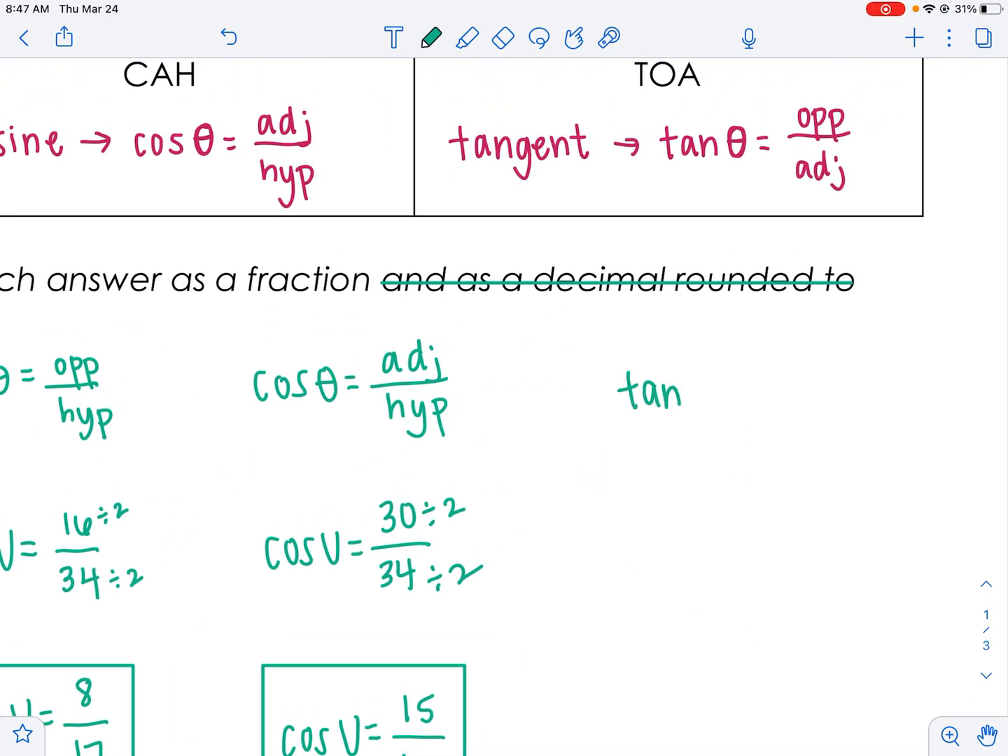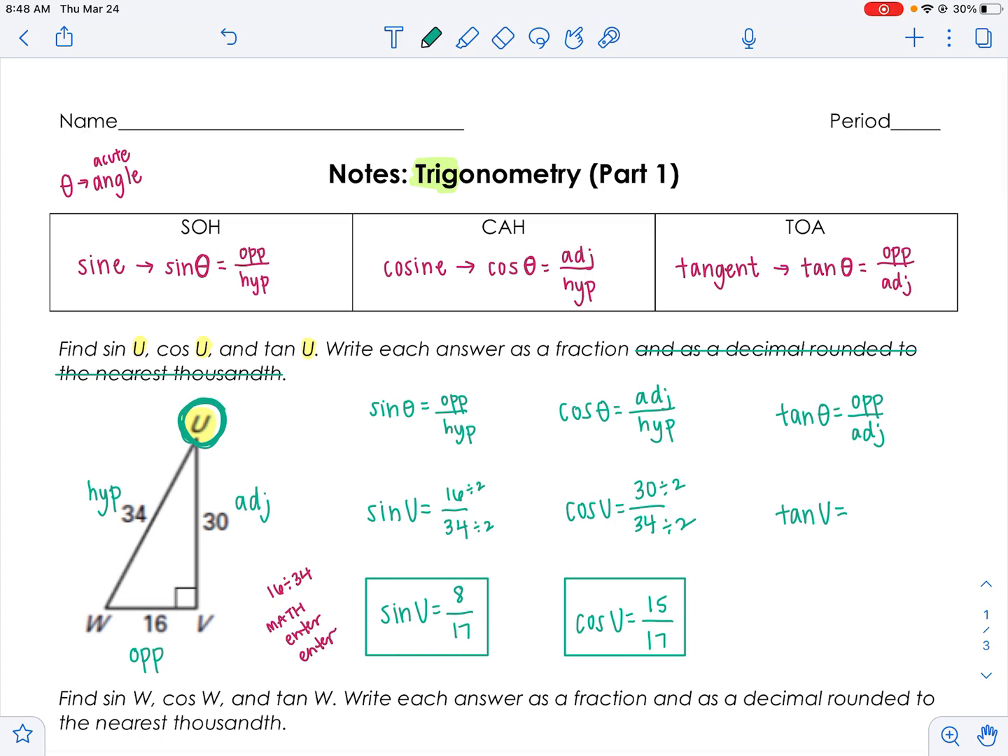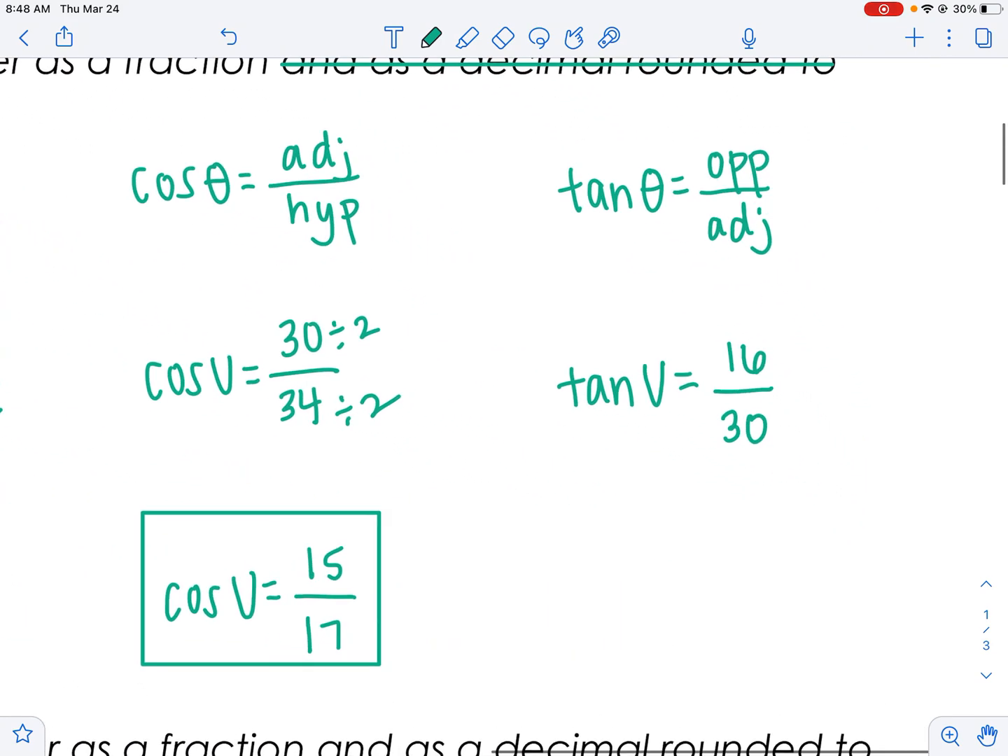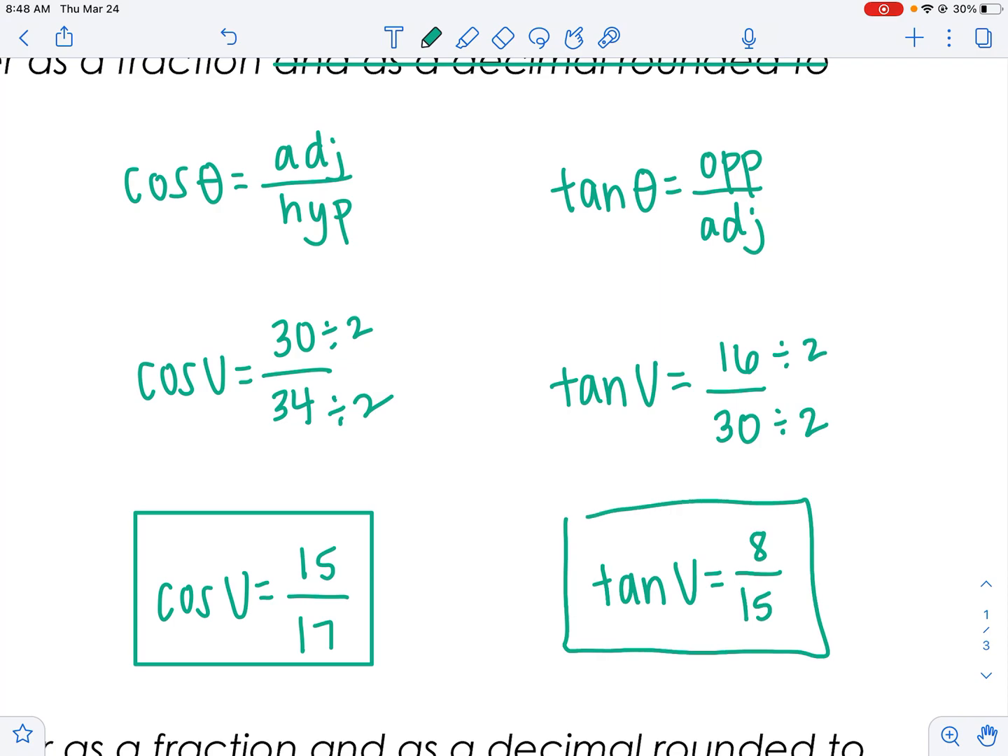And then for our last one, our last formula is tangent. Tangent of theta equals opposite over adjacent. And then just go look at your picture. So tangent of u, I was revolving around angle u, so tangent of u is opposite 16 over adjacent 30. And if everything's been divisible by 2, these are also divisible by 2, so I'm going to divide each part by 2 and reduce that fraction down or simplify it. So tangent of u would be 8 over 15.